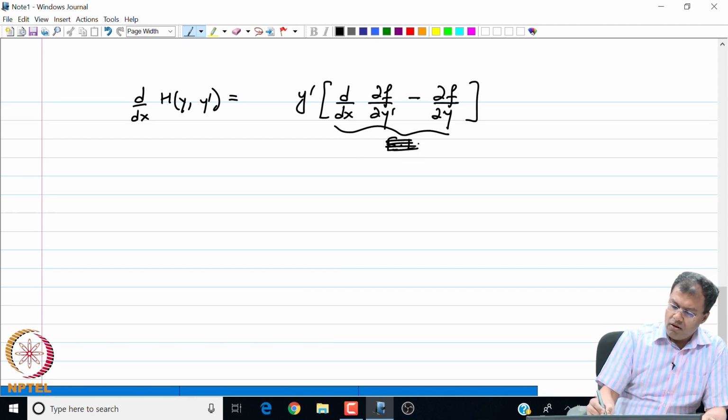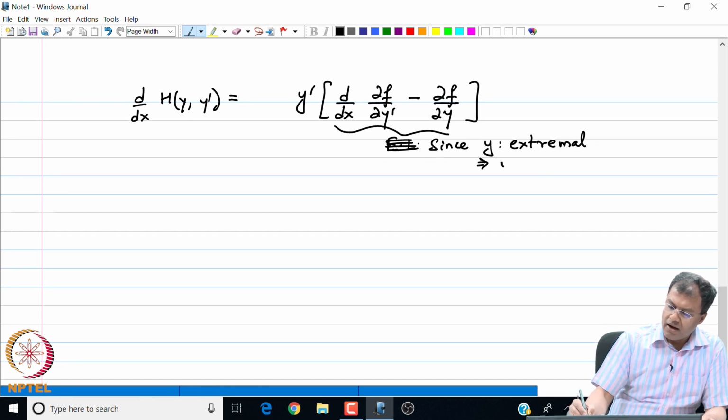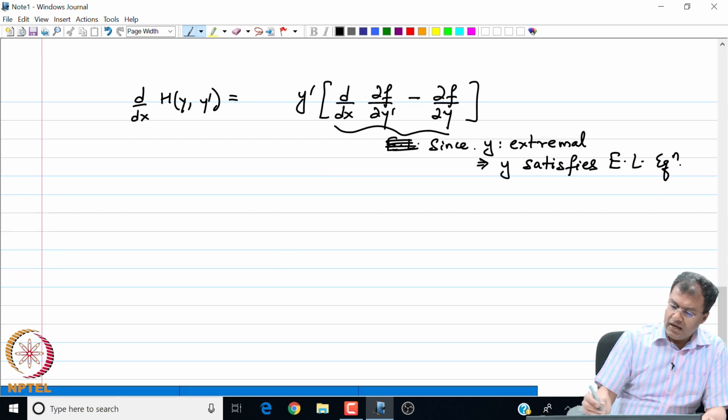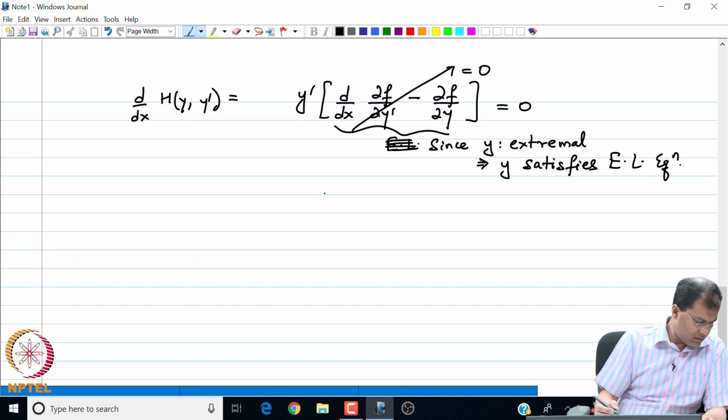Since y is an extremal, it implies that y satisfies the Euler Lagrange equation. That is our assumption to begin with, and that implies that this particular expression inside the bracket will be equal to 0, since this is the left hand side of the Euler Lagrange equation. And that completes our proof that h is a constant.